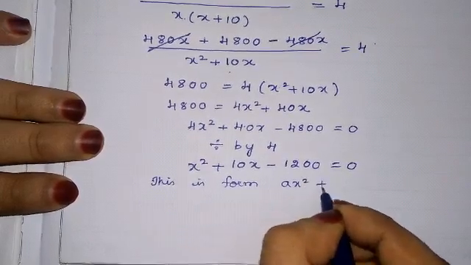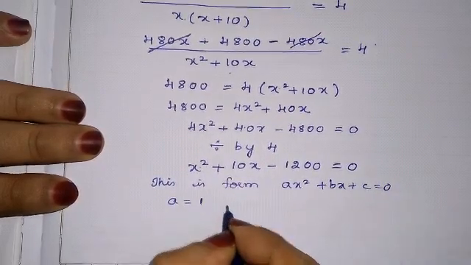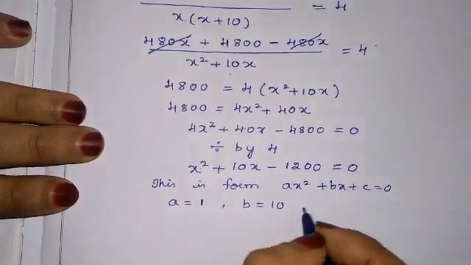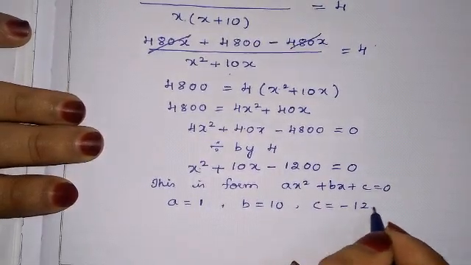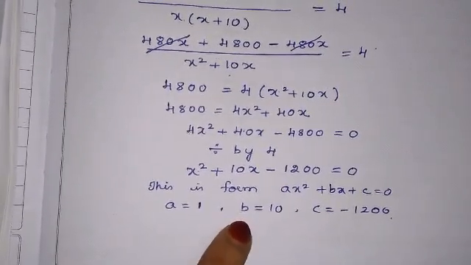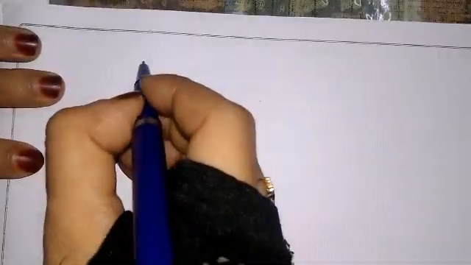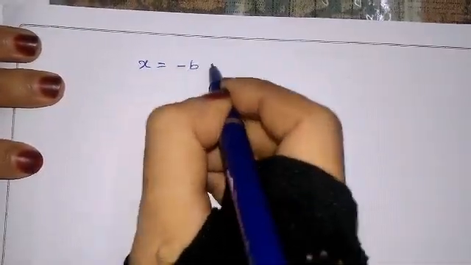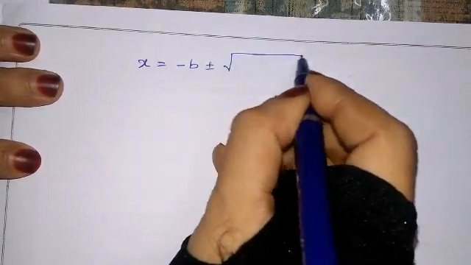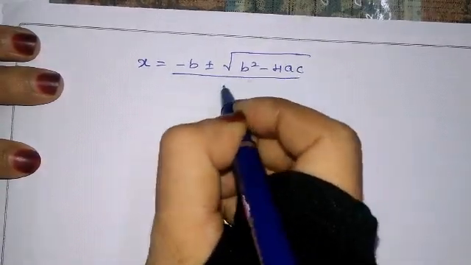ax square plus bx plus c equal to 0, and a is equal to 1, b is equal to 10, c is equal to minus 1200. By factorization method also we can find, or by formula method also we can find. So let me write this in formula method and also factorization method. Both methods I'll show you. x is equal to minus b plus or minus root of b square minus 4ac upon 2a.